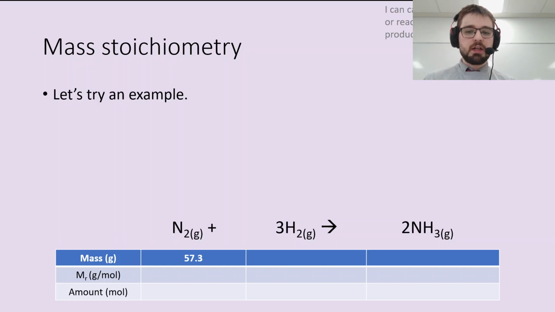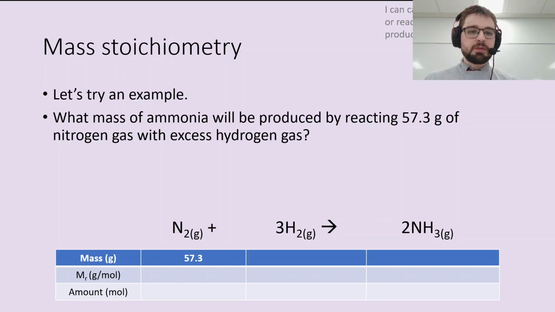Alright, so here's the Haber-Bosch equation again. Here's an example. We've got 57.3 grams of nitrogen gas. I've said there's excess hydrogen gas, so we know the nitrogen is going to run out first. How much ammonia can we make? So we can identify what we need to find first. We want to find this value.